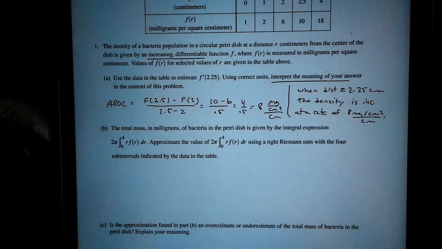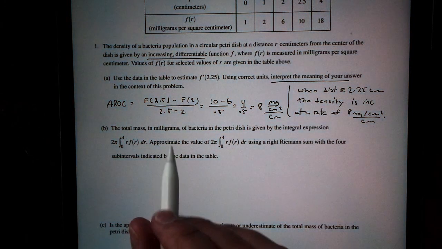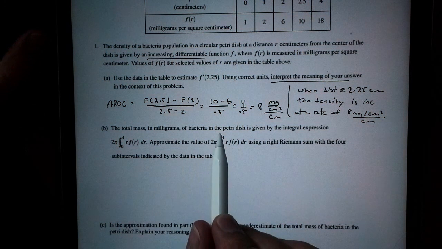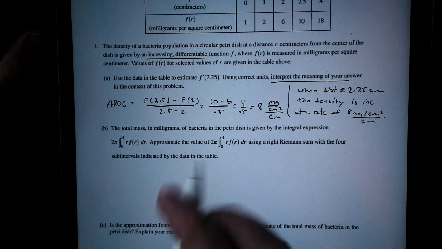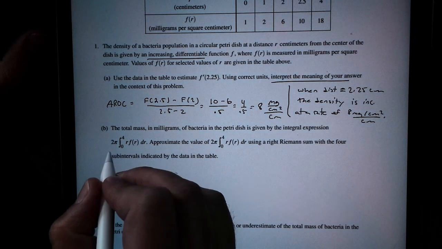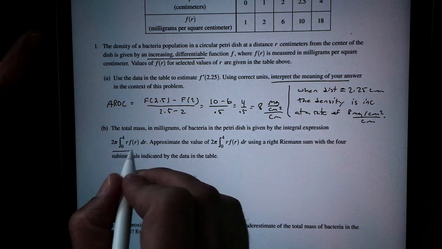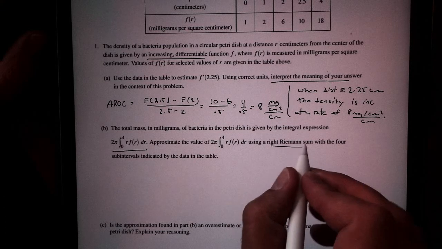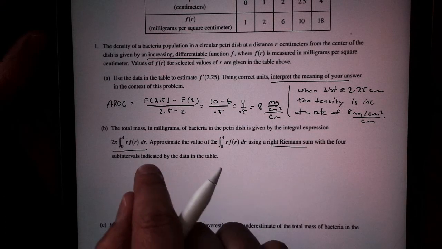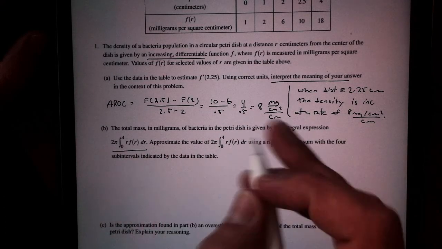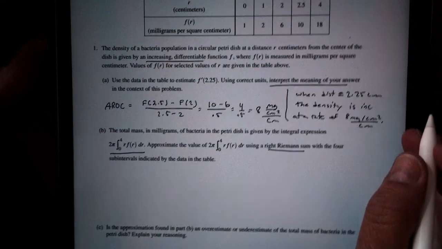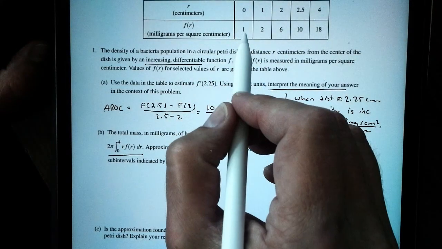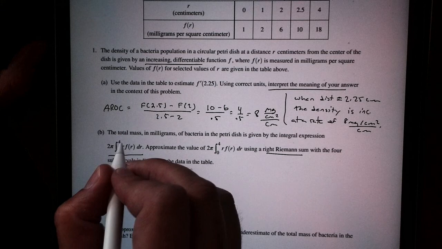Alright, B is kind of a tricky one right here. It says the total mass in milligrams of bacteria in a petri dish is given by the integral expression 2 pi integral from 0 to 4 of r f of r dr. Approximate this value using a right Riemann sum. Of course, there it is, the Riemann sum indicated with the data indicated in the table. But notice it's not just a Riemann sum of f of r. It's this distance right here.